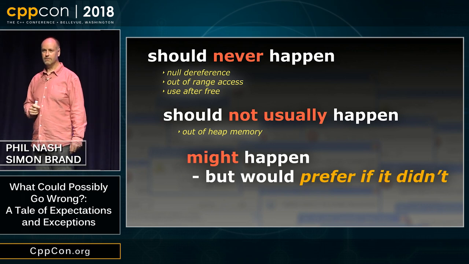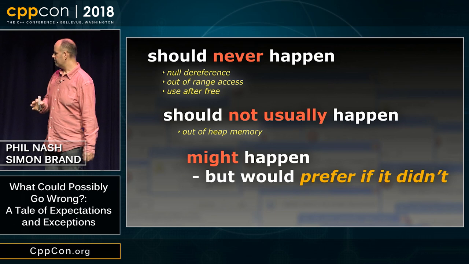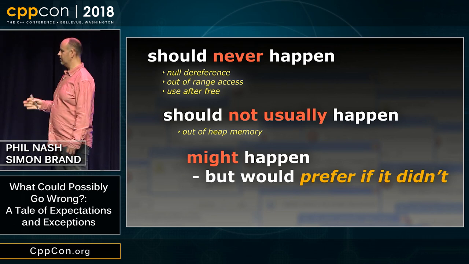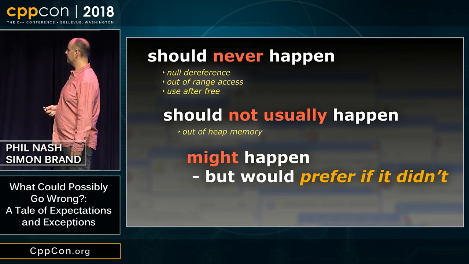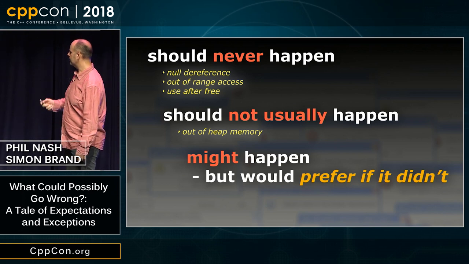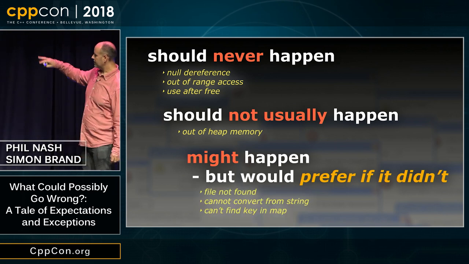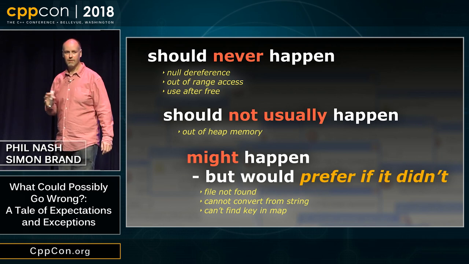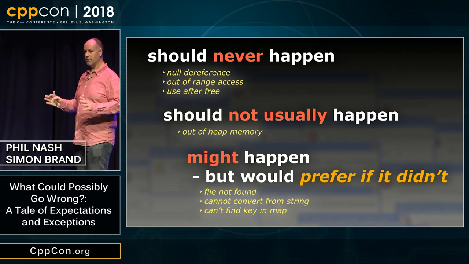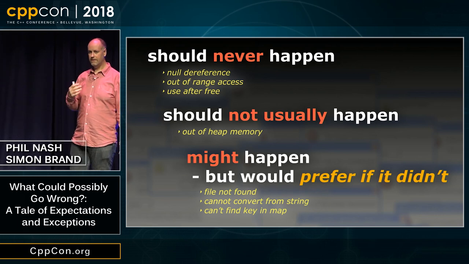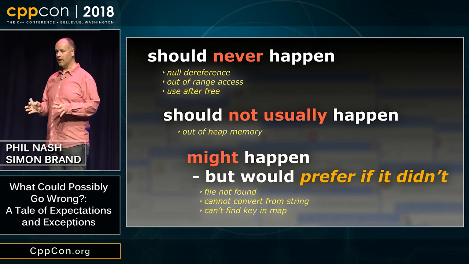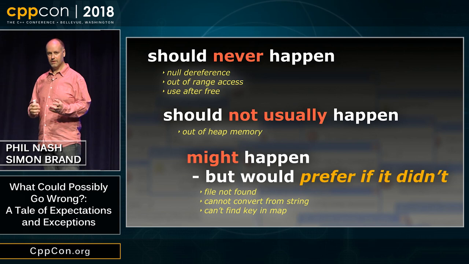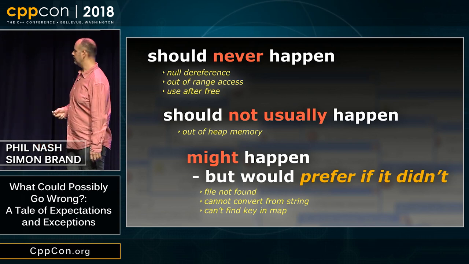New or malloc returned a failure. It very rarely happens in practice, but it's a genuine thing that can happen. And then the final category, some examples there, if you can read that down there: file not found, can't convert from a string, couldn't look up a key in a map. Lots of examples I'm sure you can think of that could definitely fail, and we'd be disappointed if they did, but we can carry on, we can work around that.